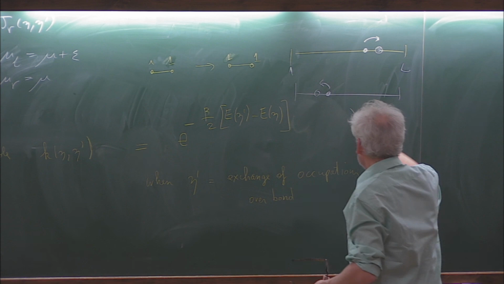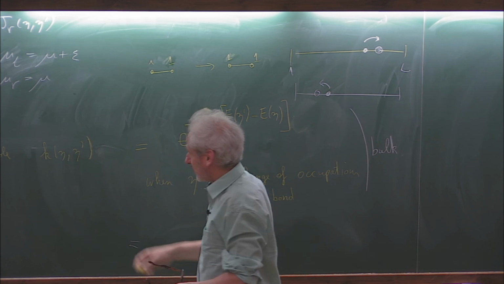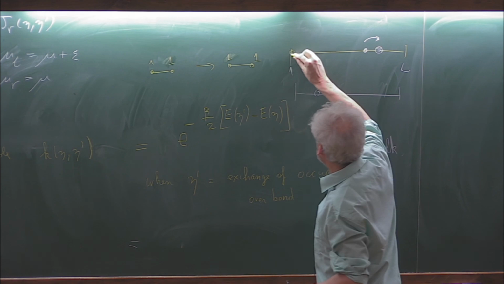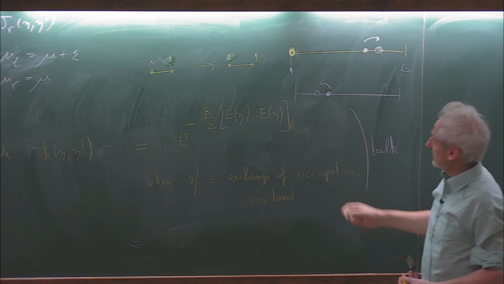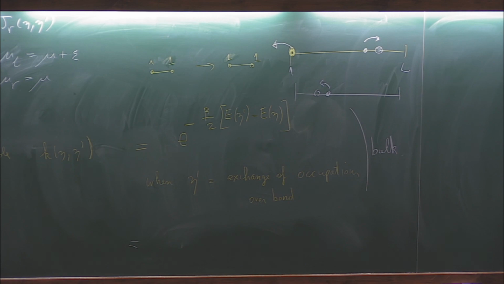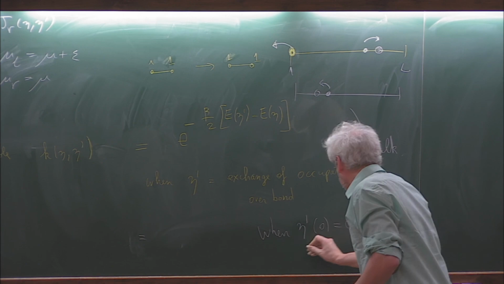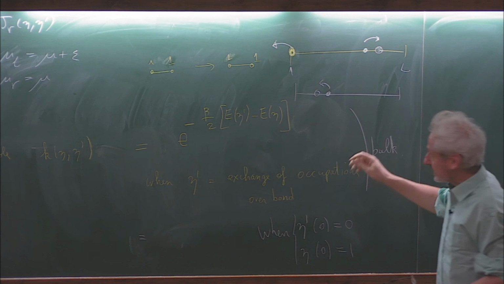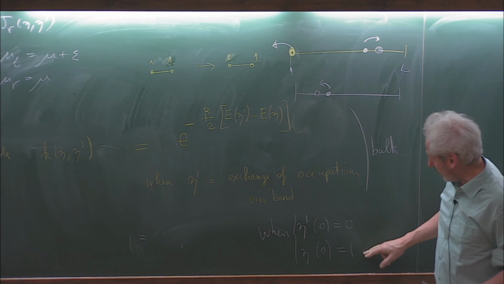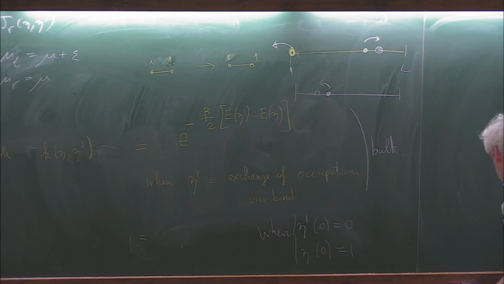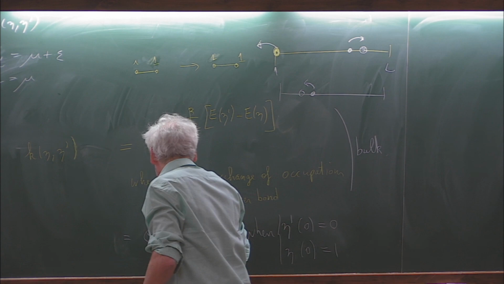Then I have to tell you what the rates are to leave the system. So if I have a particle, say here, sitting at the left edge, it can leave the system at a certain rate. It can leave the system because then eta prime is different at zero. It will become zero while eta at zero was equal to one. All the rest of the configuration remains the same. It is just that at this side, you go from a one to a zero. So what is the rate that I will choose here? I will choose as a rate e to the minus beta mu left.